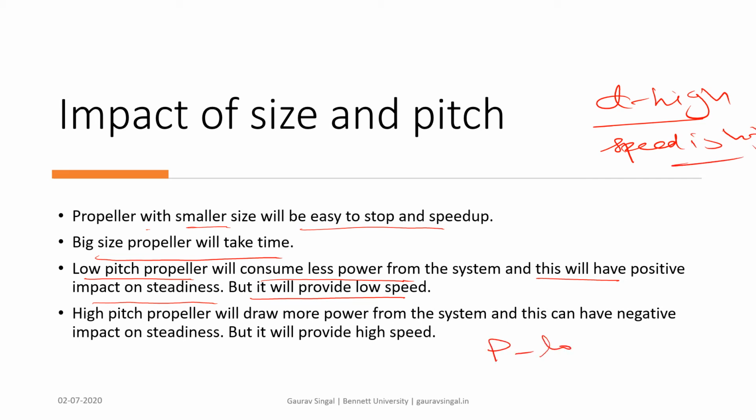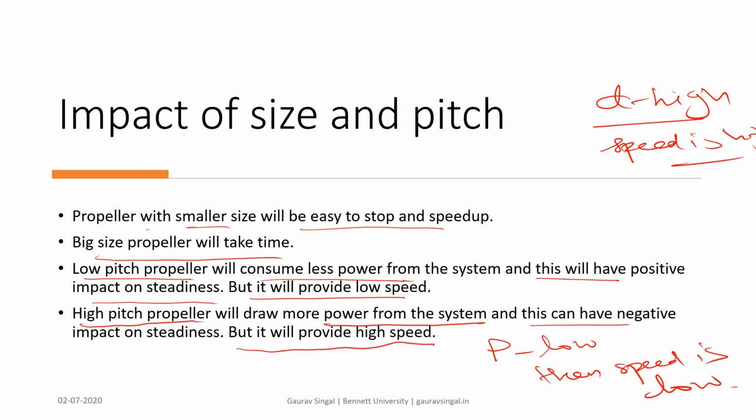If your pitch is low, then speed is low. Simple. Similarly, if you have a high pitch propeller, then it will give you high speed. But in the same case, it will consume more power because this propeller has to cover maximum area in a short span of time. Then it needs extra power, extra force. Clear? So it can have a negative impact on the steadiness of the propeller.